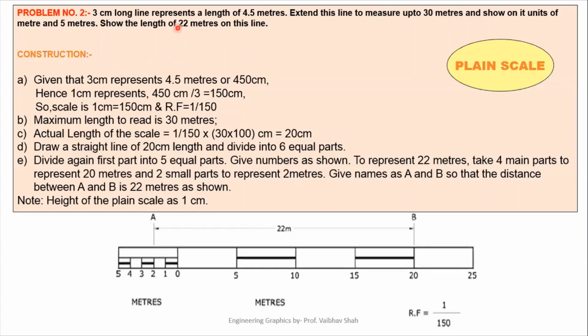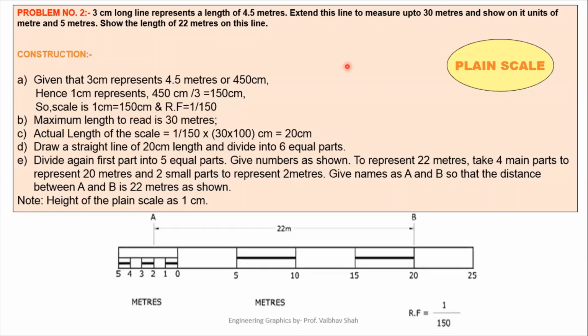So now let us first convert this scale into RF. Here it is given that 3 centimeters represents 4.5 meters, or we can say 450 centimeters. So hence 1 centimeter will represent 450 divided by 3, that is 150 centimeters. So we have just divided 450 centimeters by 3 centimeters. So we have 150 centimeters as 1 centimeter. Now the scale is 1 centimeter equals 150 centimeters. So now the RF would be 1 by 150, which is clear.